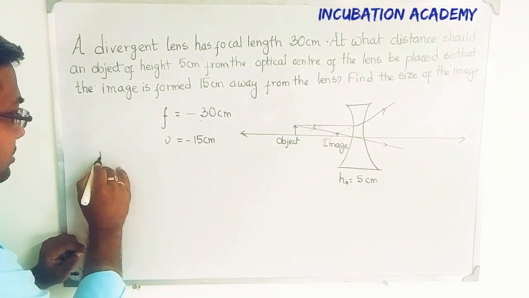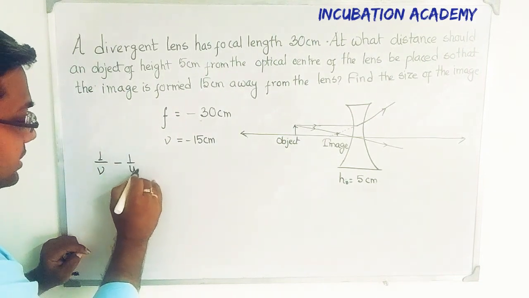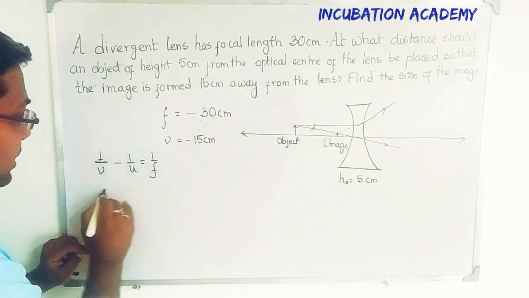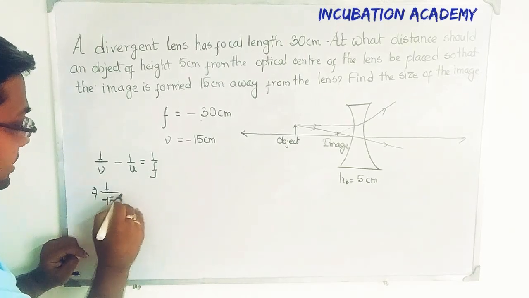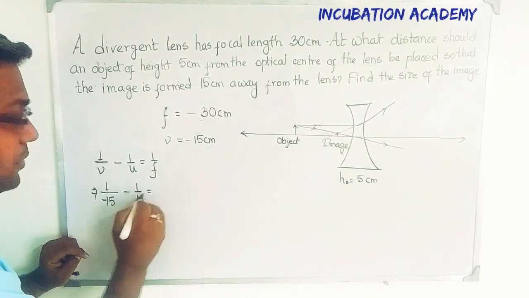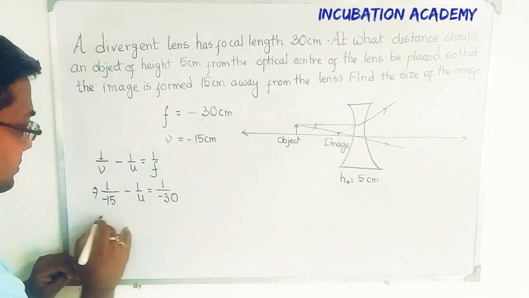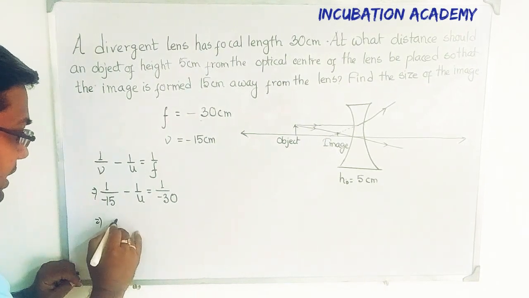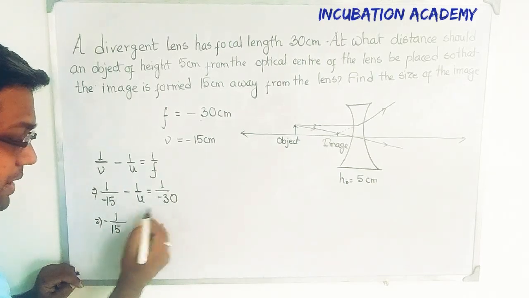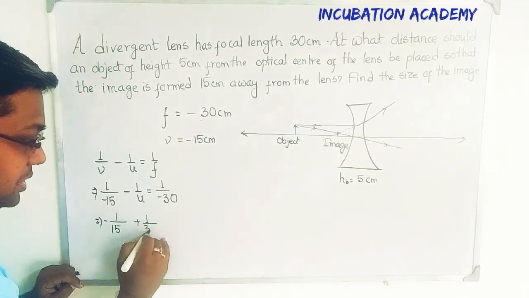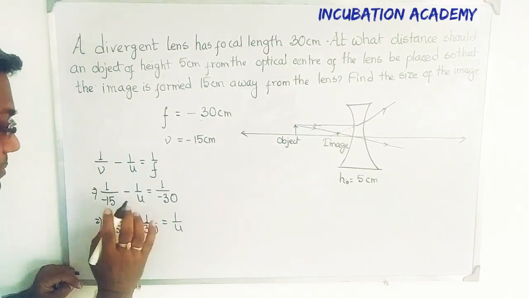Now I am just writing down the equation of the lens, that is 1 by V minus 1 by U equal to 1 by F. What is the value of V? The value of V is minus 15 centimeter. U we have to find out, and the focal length is minus 30. So from here we can say it is minus 1 by 15. If I take it on this side, it will be 1 by 30, and if I take this 1 by U on the right hand side, it will be simply 1 by U.